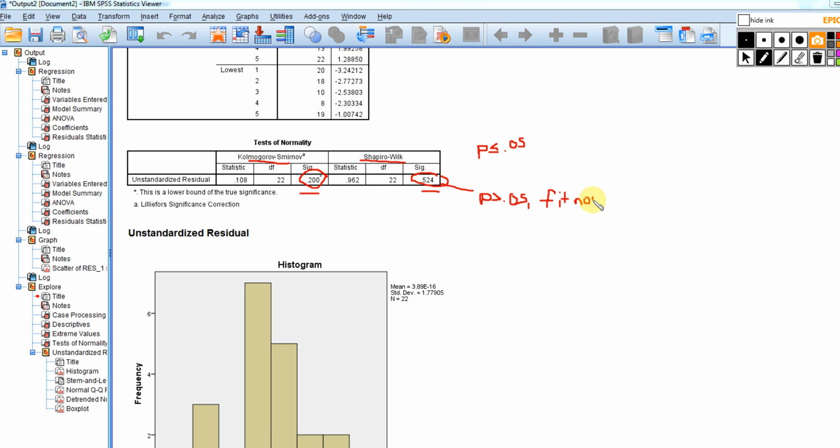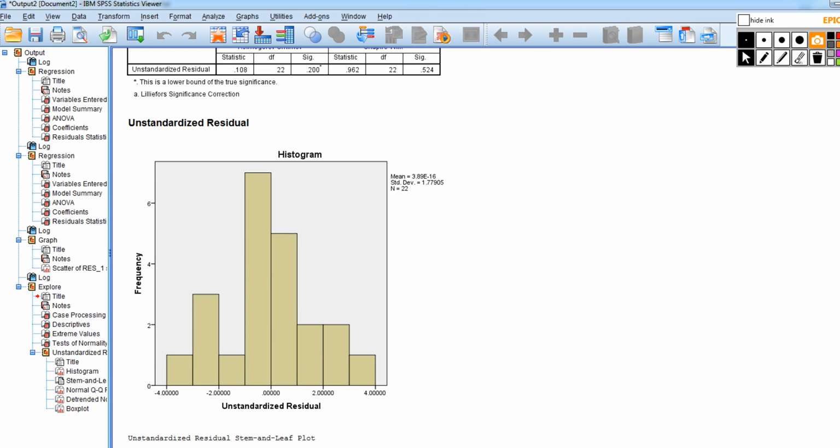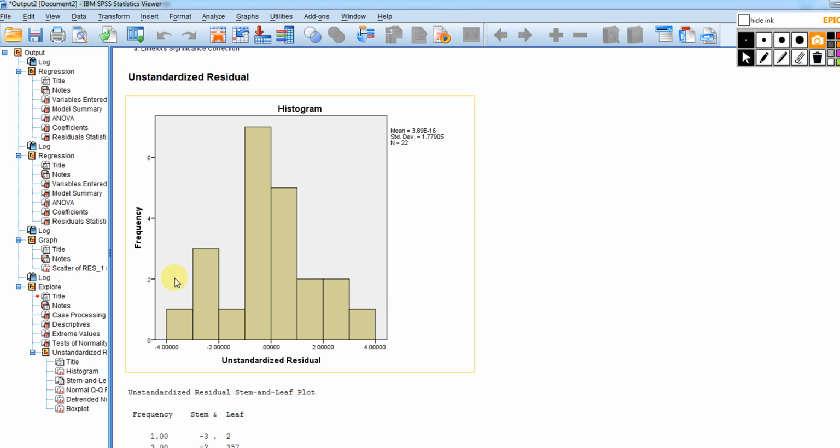Another way in which you can assess normality is just visually using a histogram. So here you can see a histogram. Overall it looks fairly symmetric, and there's not really a strong indication of a departure from normality visually. So you have a little bit more evidence that our residuals are fitting a normal distribution.